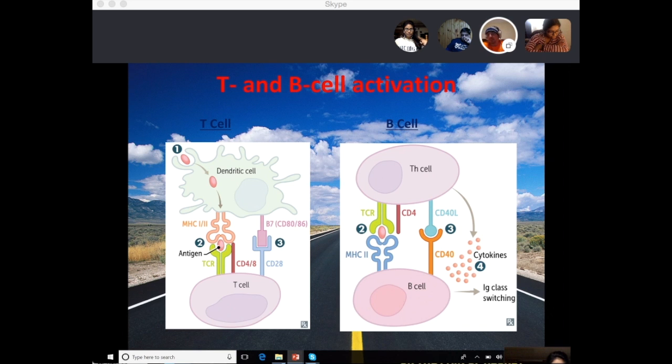And once this happens, the activated T cell, now even more so activated, is going to again secrete cytokines. But this time, the difference in these cytokines versus the cytokines over here is that the ones over here were to help kill viral cells and help with neutrophil chemotaxis, whereas over here, these cytokines are going to tell this B cell what type of class switching to undergo.